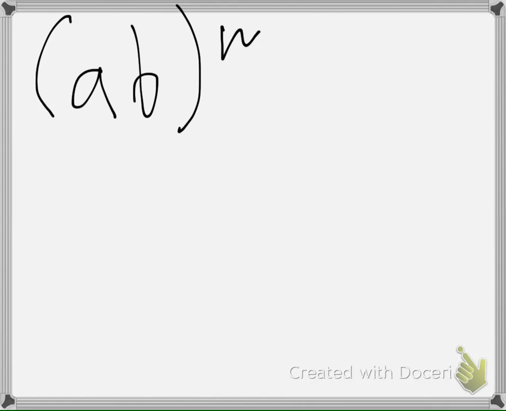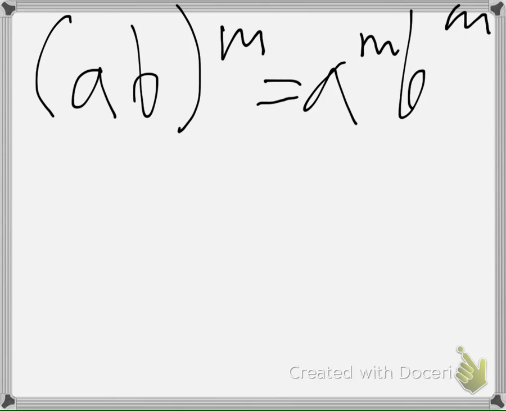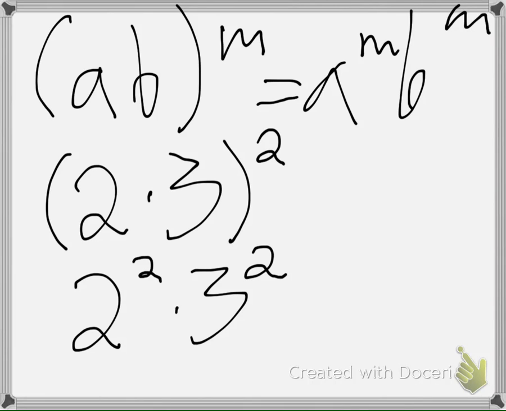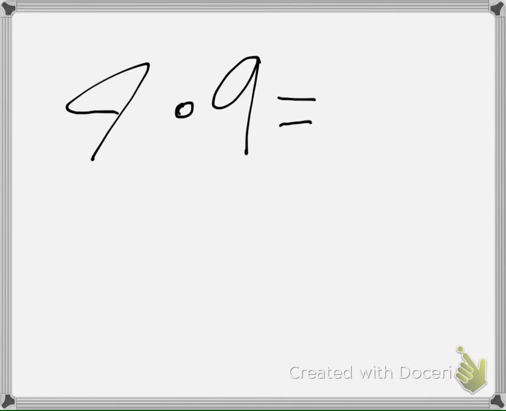The last one, power of product, is ab to the power of m is a to the power of m times b to the power of m. That just means if you have two numbers multiplied by each other, and then a power on the outside, you just put the power to both of those numbers. 2 to the power of 2 is 4, and times 3 to the power of 2, which is 9. 9 times 4 is 36. And that would be your answer.